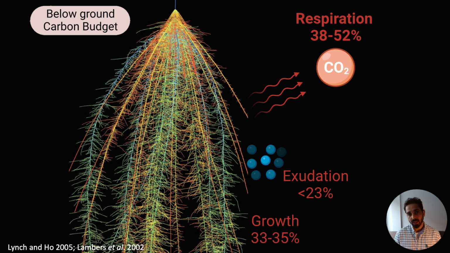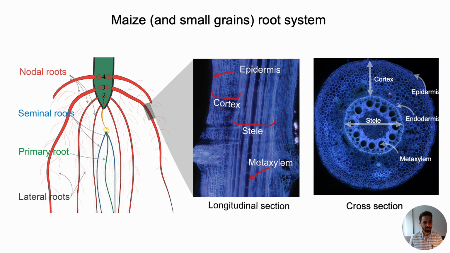And where is this respiration coming from? Let's take a closer look at a maize root system here. So what I'm showing are these nodal roots coming out of these stem nodes. And here's a longitudinal section labeled with major tissue types, and here is a cross section. Let's focus on the cross section here. And what we see is most of the root cross section is occupied by cortex. And those cells are expensive to both construct and then maintain.